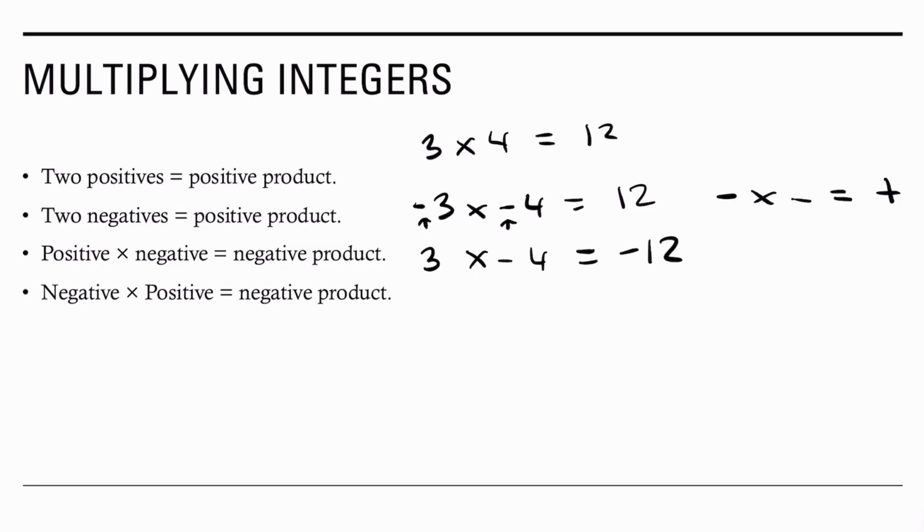Now the opposite would be a negative times a positive. So maybe this would be negative 3 times positive 4. We still actually get negative 12. So remember that multiplication is commutative. So we can move either number around. It doesn't matter the order of them. As long as there's one positive and one negative being multiplied together, you will get a negative product.